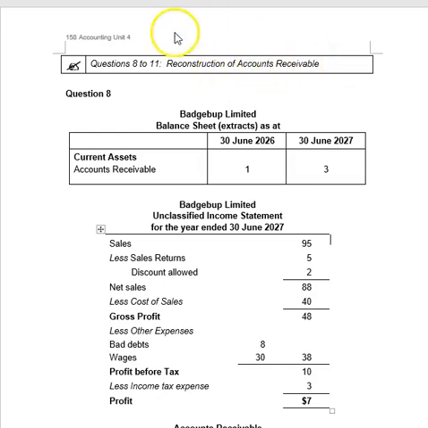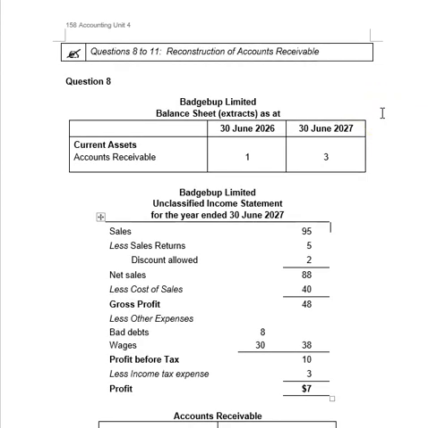So hi students, today we are going to reconstruct the accounts receivable account just to find out how much money we have received from our customers. If you can still recall my previous video, I told you that under receipts from customers, it includes collection from debtors as well. So you need to see how much money you have collected from our accounts receivable.